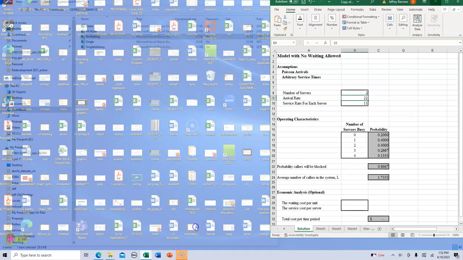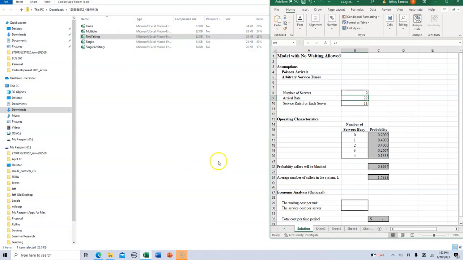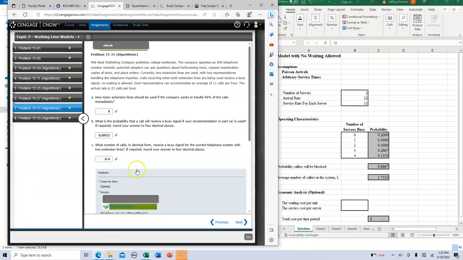let's see, which one did I? Sorry, I used no waiting. Sorry about that. I've got too many things open here. So I use this no waiting model. And let me see, let me pull the question back up.